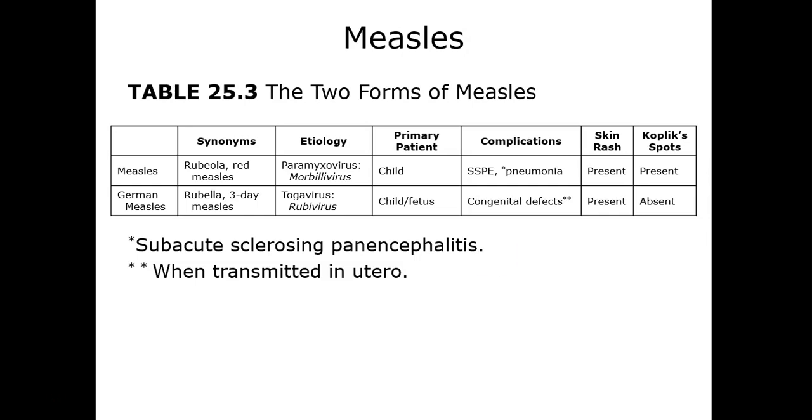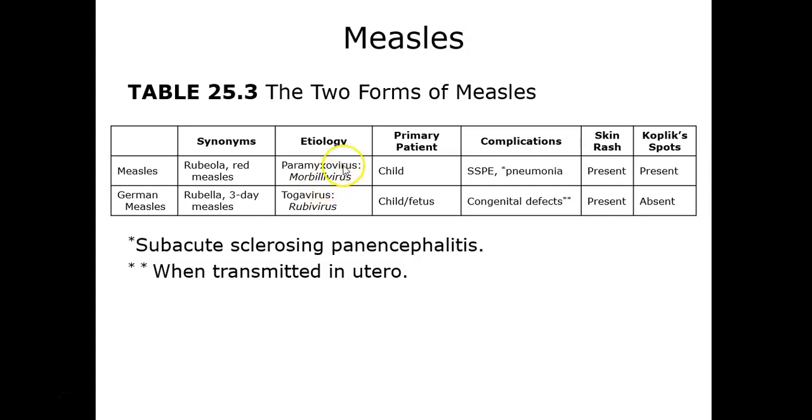So we have two forms of measles. We have measles, which is the rubeola, and we also have something known as German measles, which is separate. Synonym for that one is rubella, or 3-day measles. You can see that we've got the morbillivirus as well as the togavirus, or Togaviridae, both impacting children. The German measles does have the ability to cause congenital defects, birth defects, also stillbirths are seen as well.